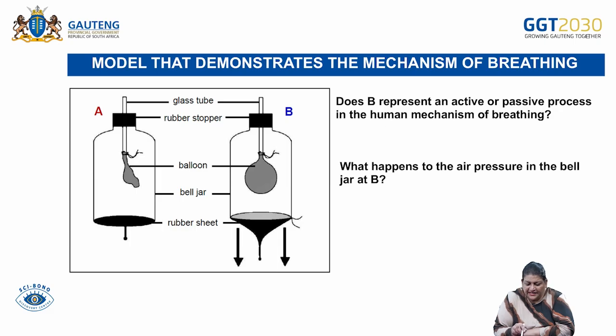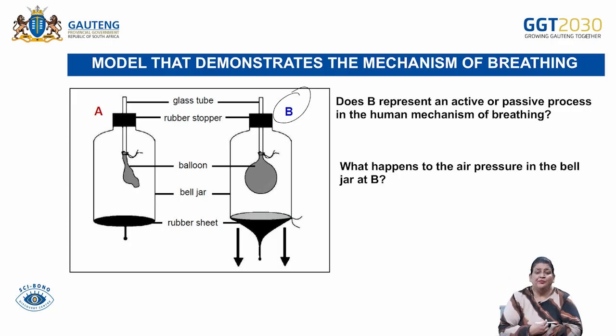So, let's see. Does B represent an active or passive process in the human mechanism of breathing? So, this is B. Here the lung is inflating. And when will the lung inflate? When you are breathing in. And what did we say, learners? When you breathe in or inhale, the diaphragm and your intercostal muscles must contract. And because they're contracting, the process becomes active. So, B is going to be an active process because this diaphragm contracts and moves down. So, it's an active process.